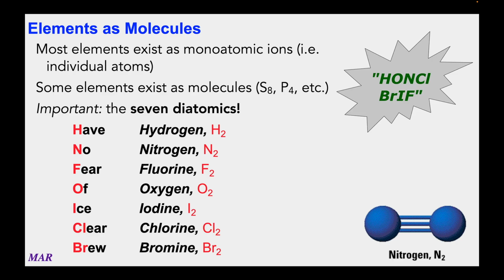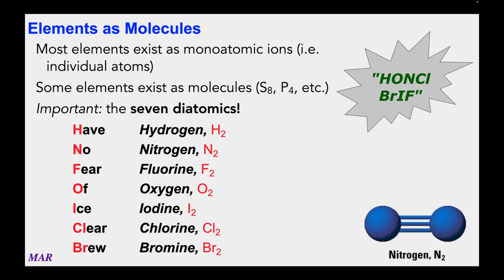Now, some classes use what's called HONClBrIF. That is another way to remember these 7 diatomics, but just keep this in the back of your mind. These 7 are very useful. They're very common, and if you use just regular oxygen, you'll end up with a different result than if you use the actual diatomic oxygen.